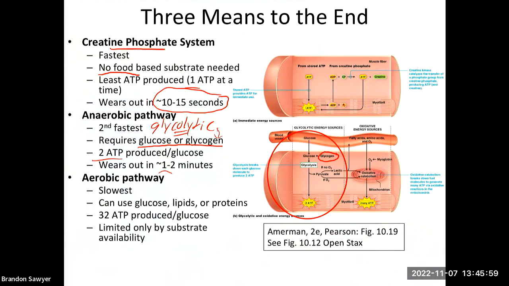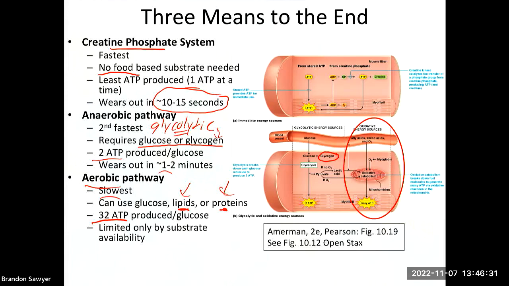So it has a bit more fatigue resistance than the creatine phosphate system, but doesn't give us quite as much power quickly. And then lastly, the one that produces the vast majority of all of our ATP in the body is known as the aerobic pathway. This one's definitely the slowest. This is the only one that can also burn fat and protein for us. We can definitely use glucose and glycogen for this as well, but this is where we also use our fats and proteins. 32 ATP per glucose molecule instead of 2, right?